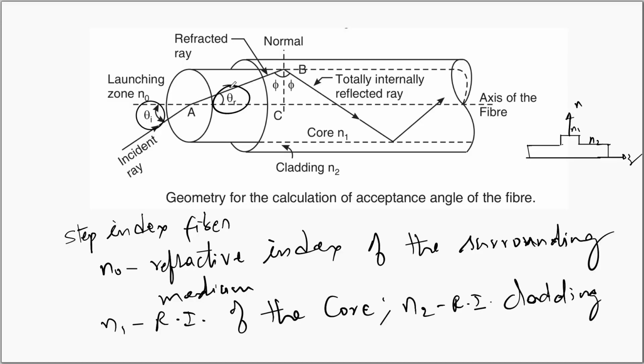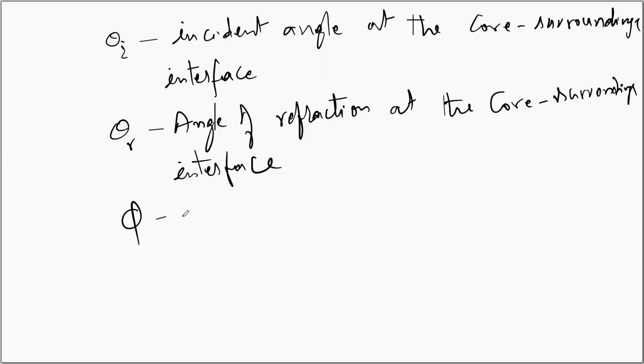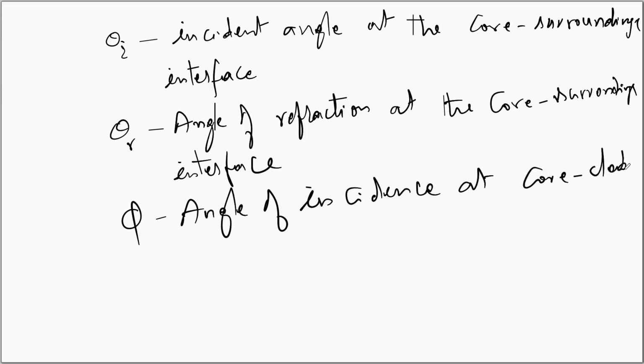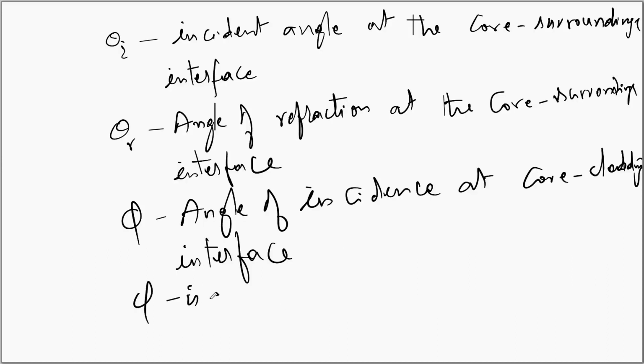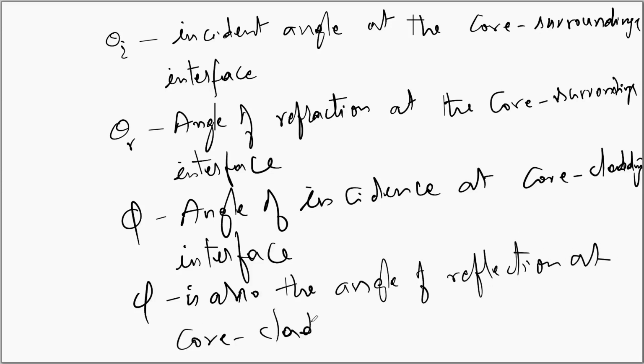After the refraction, it propagates through the core and touches the core cladding interface at this point. At the core cladding interface, the angle of incidence is phi. Please note that here we are discussing two different interfaces. One interface is between the surrounding medium and the core material, and the other interface is between the core and the cladding. If the incident light, after refracting, touches the core cladding interface with an angle greater than the critical angle of incidence, then total internal reflection would occur. As a result, the light will reflect with an angle phi equal to the angle of incidence at the core cladding interface. Phi is also the angle of reflection at the core clad interface.